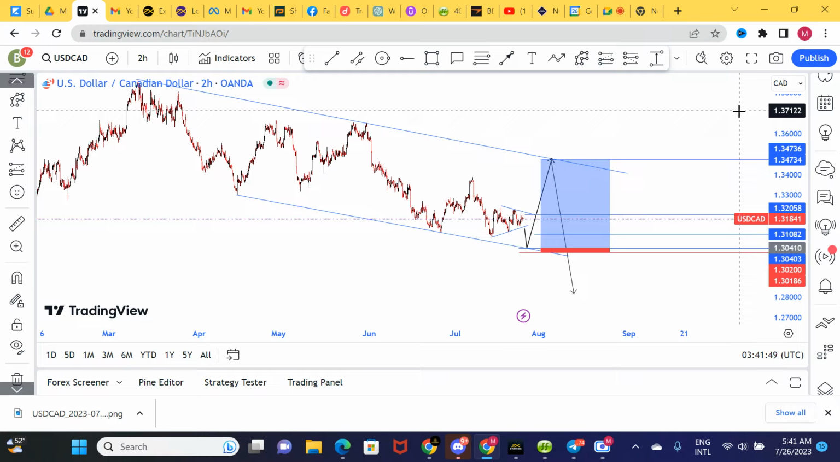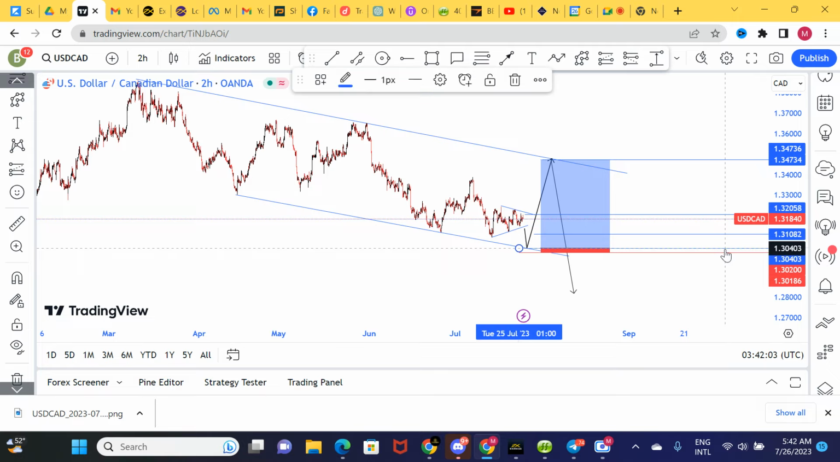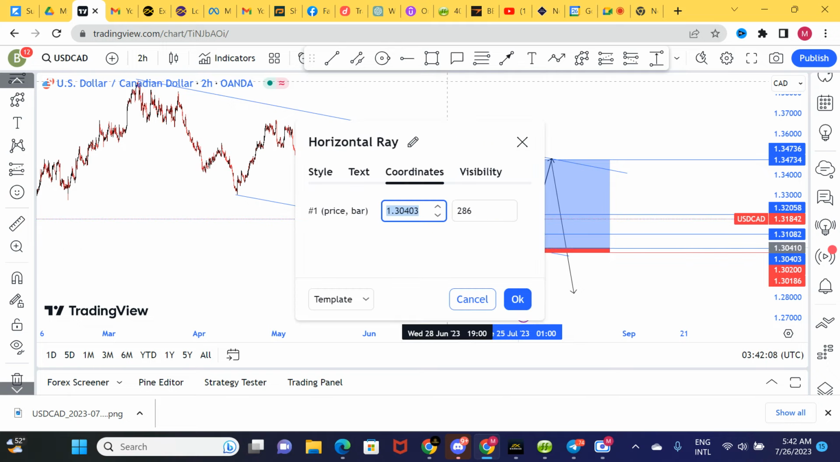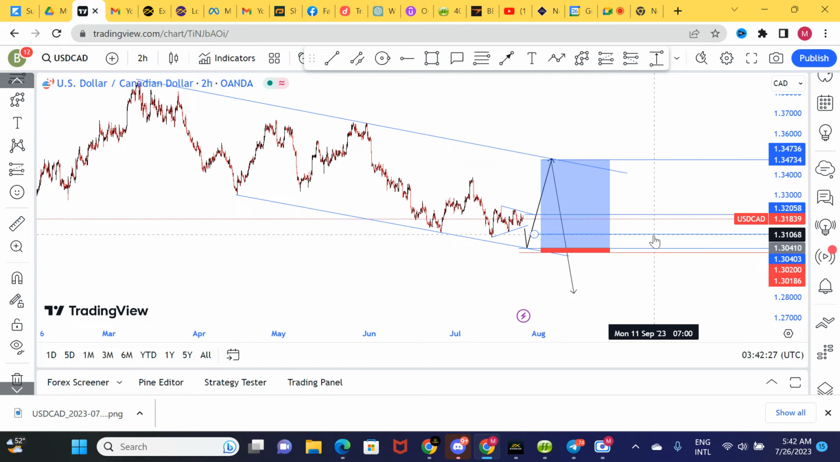USD CAD, we'll be taking our buy entry at this particular point. Now, I want to give a stop loss value for this one, because this is something that we're going to change later on. So it's like 1.30403. Then I won't set the stop loss for this one for now because I need to come and see once price reaches there.